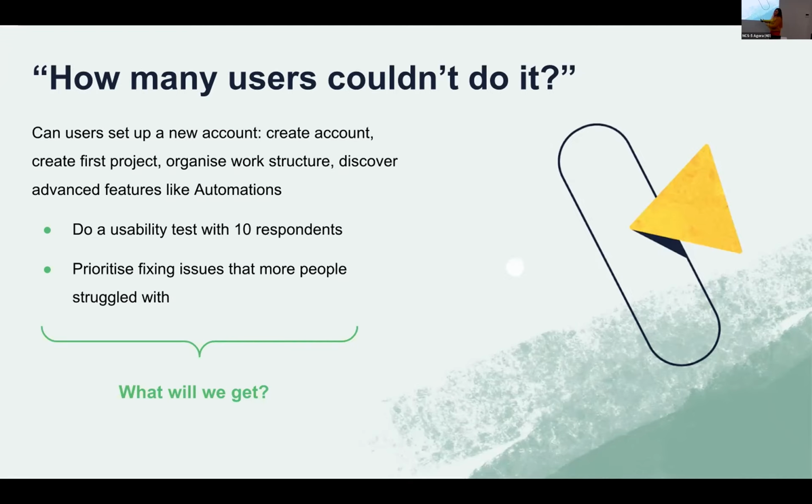Let's say we do a usability test with 10 respondents. We make them go through all of those steps. And in the end, we prioritize fixing issues that more people struggled with, just based on how many users struggled with it. What can happen? What can go wrong?